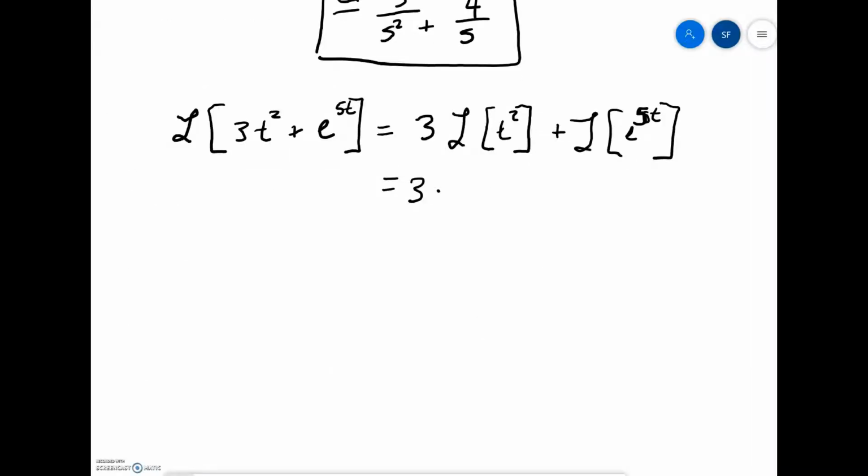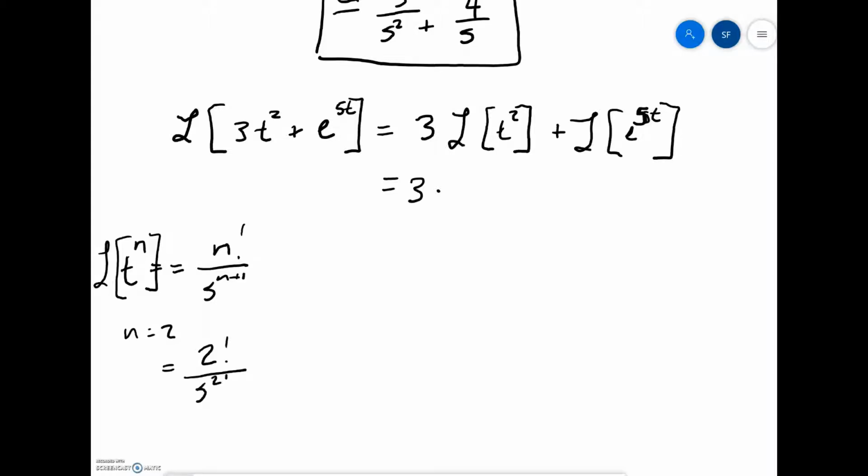this is number 3, and it says that the Laplace of t to the n is n factorial over s to the n plus 1. So in our case, our n is 2. So this would end up being 2 factorial over s to the 2 plus 1. So this will end up being 2, because 2 factorial is 2 times 1. And this becomes s to the third.